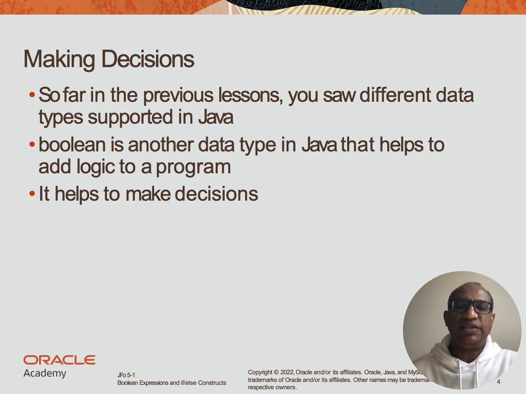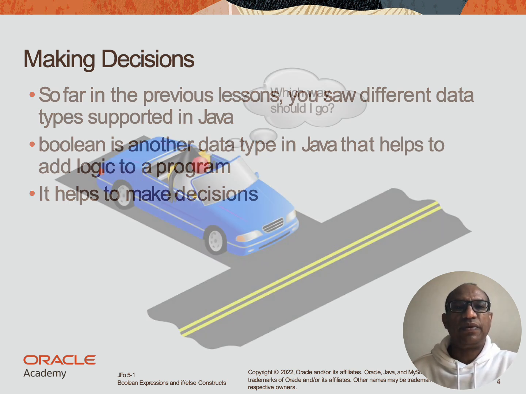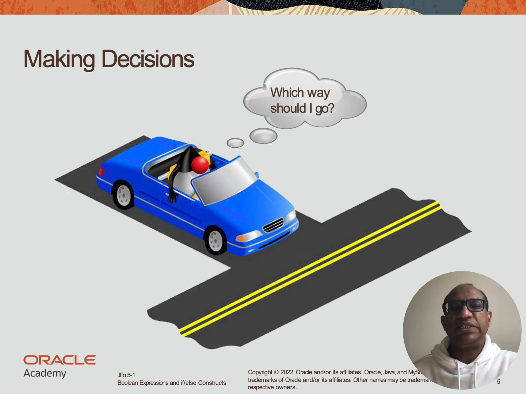Java supports several data types. One of them, which is Boolean, helps us add logic and decision making to our programs. Let's visualize that decision making. Imagine standing at crossroads, choosing which way to go. That's logic in action.